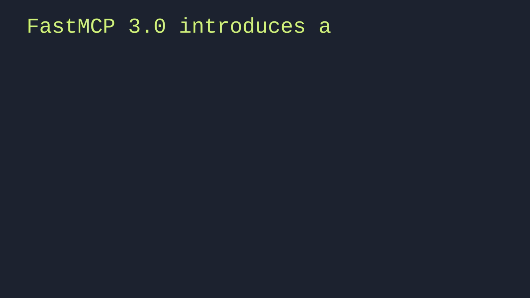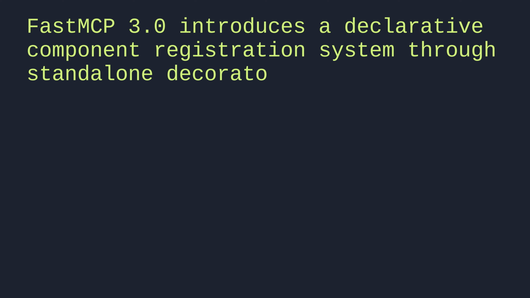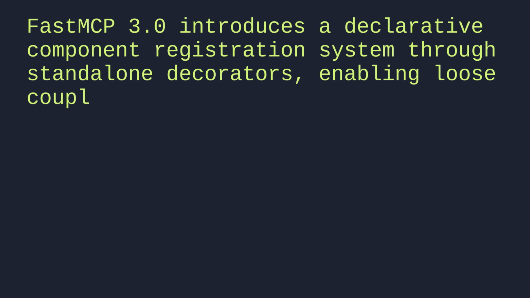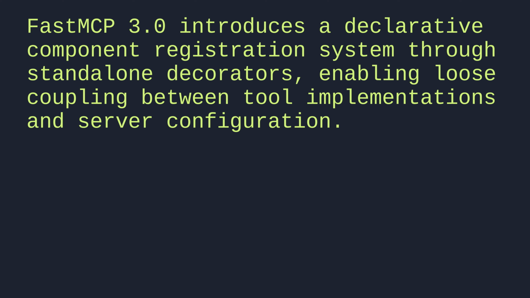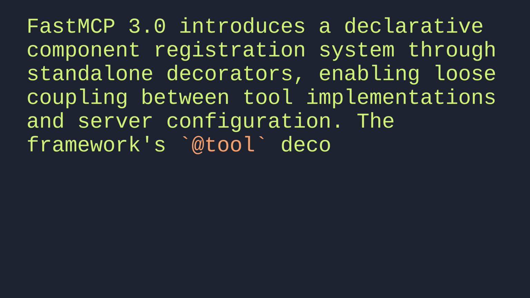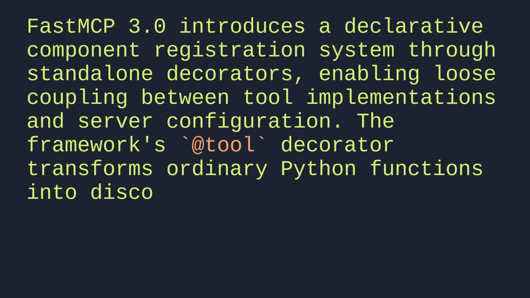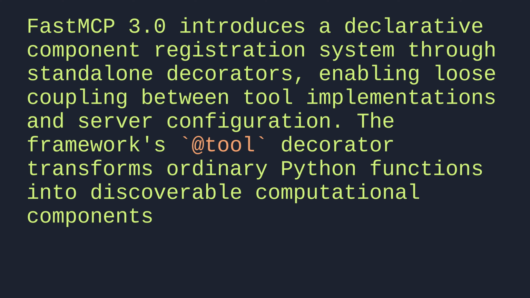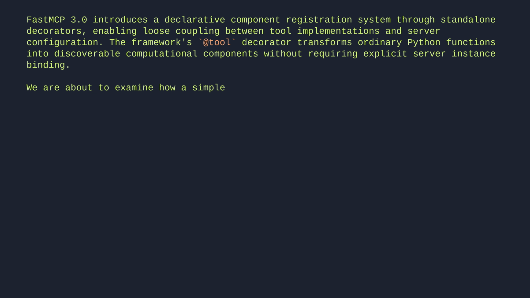FastMCP introduces a declarative component registration system through standalone decorators, enabling loose coupling between tool implementations and server configuration. The framework's @tool decorator transforms ordinary Python functions into discoverable computational components without requiring explicit server instance binding. We are about to examine how a simple arithmetic operation gets exposed as a reusable tool component.